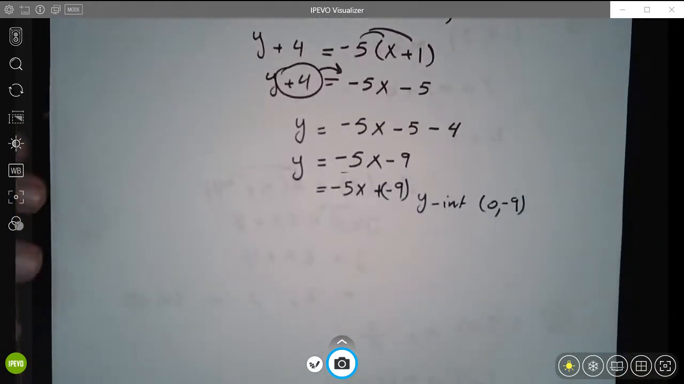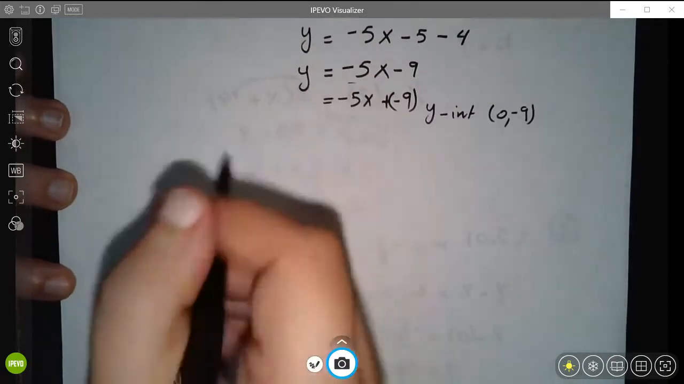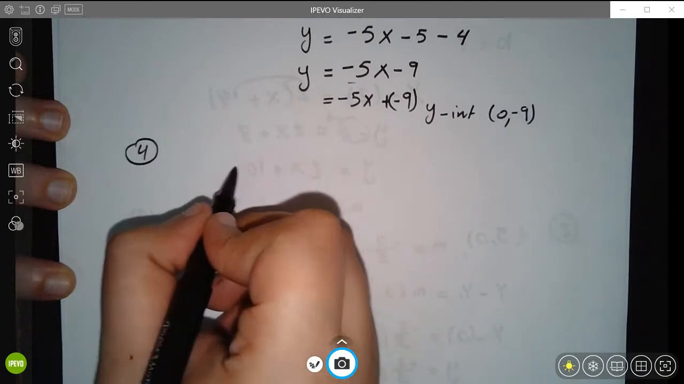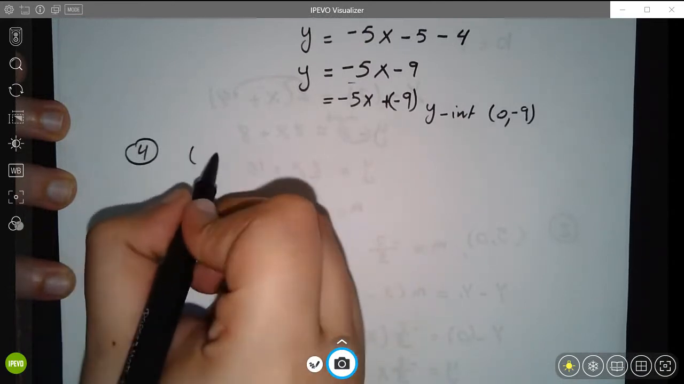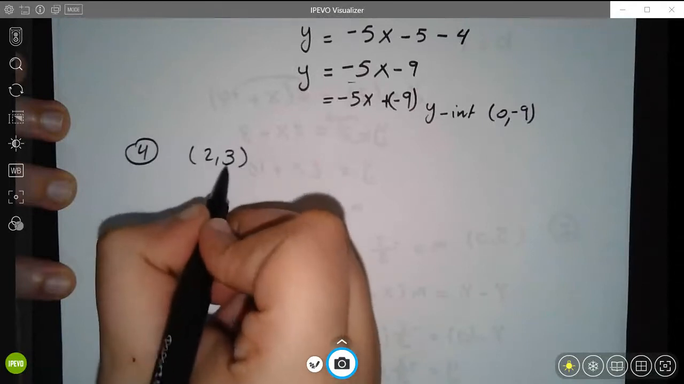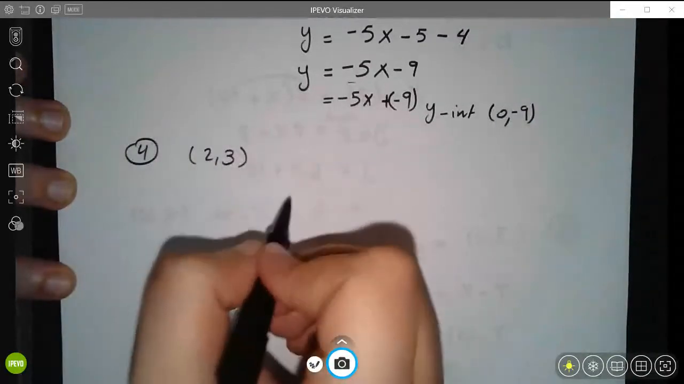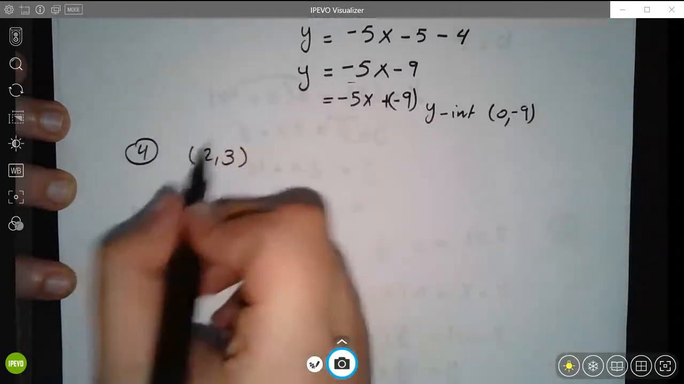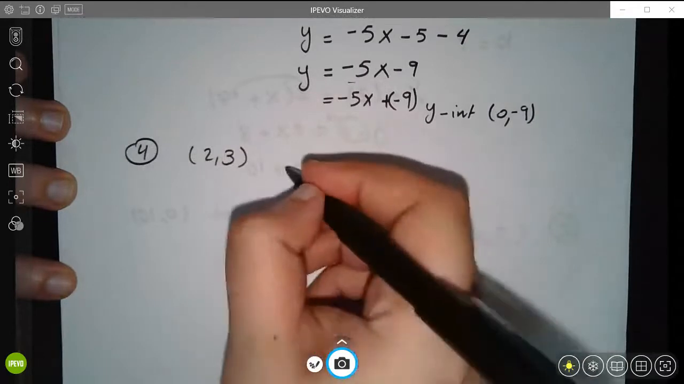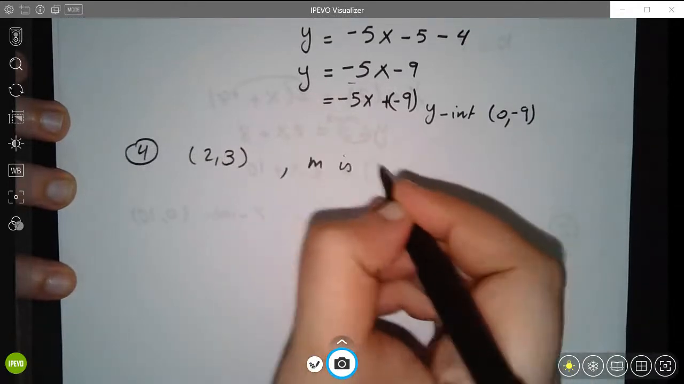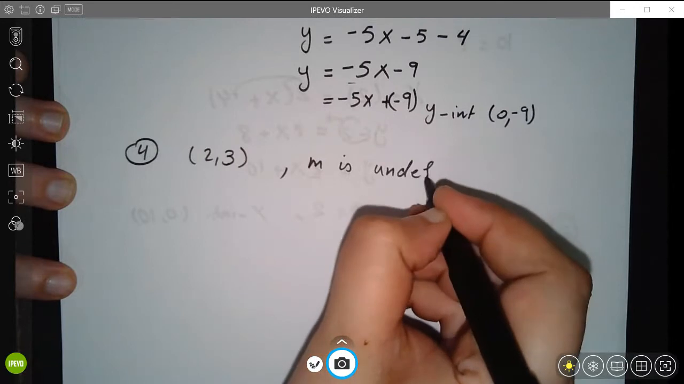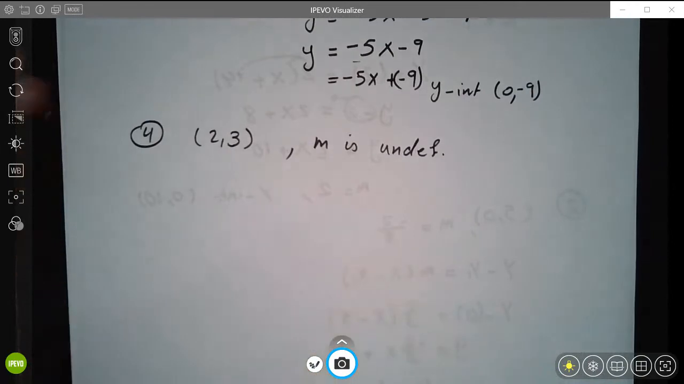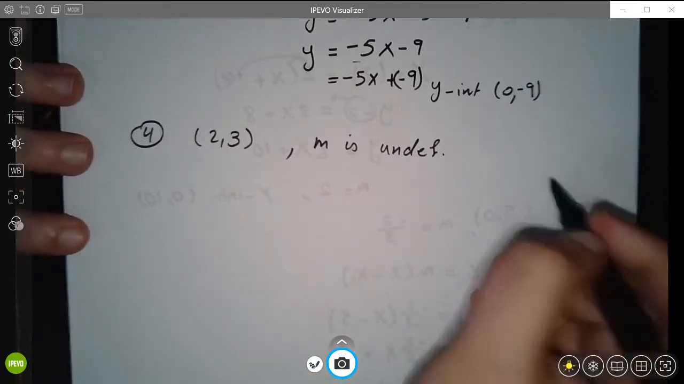How about number 4? I want to give you number 4 to do on your own for a second. So a point 2, 3 is located on the line of the function I want you to give me the equation of. Yes, so give me the equation of a line where this point is on that line, and the slope is undefined. So what is that equation? First person to give me the answer will get +1 on their next test.